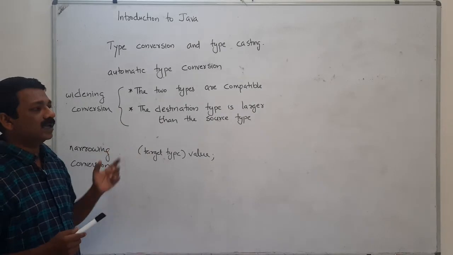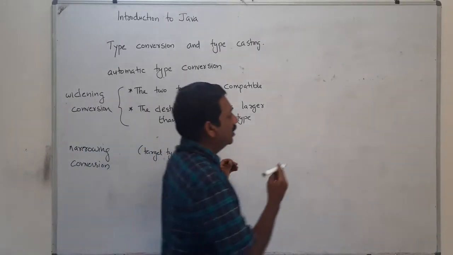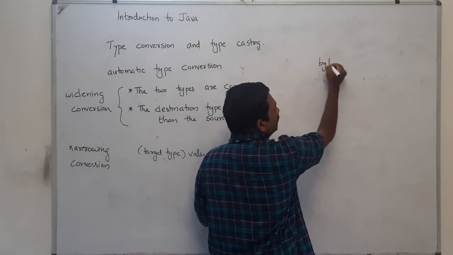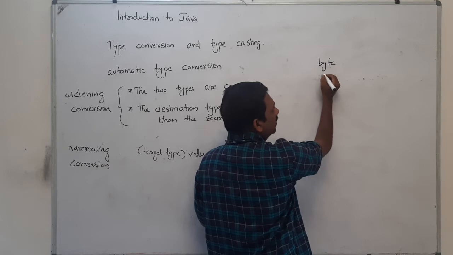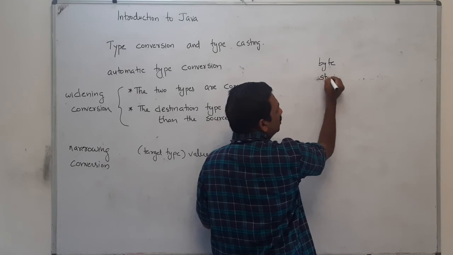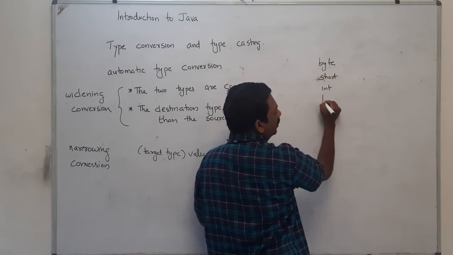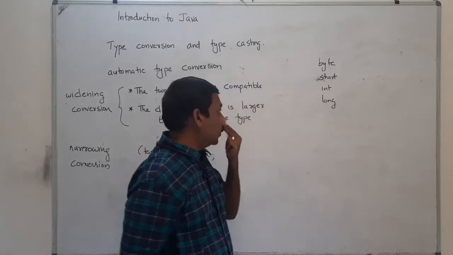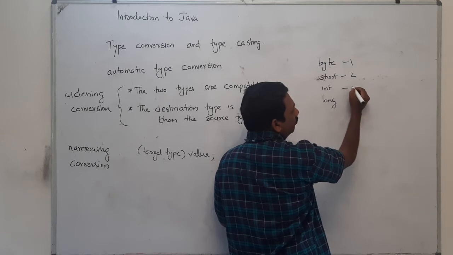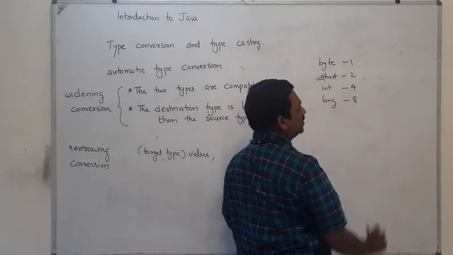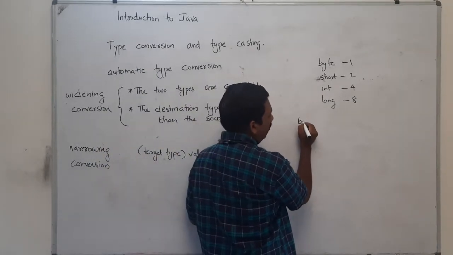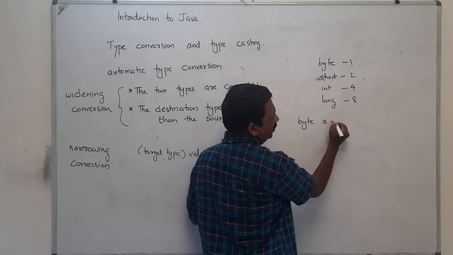That means automatic type conversion is done. For example, suppose you have integer variables. Four integer types are there: byte, short, int, and long. As I told you, this is 1 byte, this is 2 bytes, this is 4 bytes, and this is 8 bytes. Suppose you have defined a variable byte a is equal to 10.